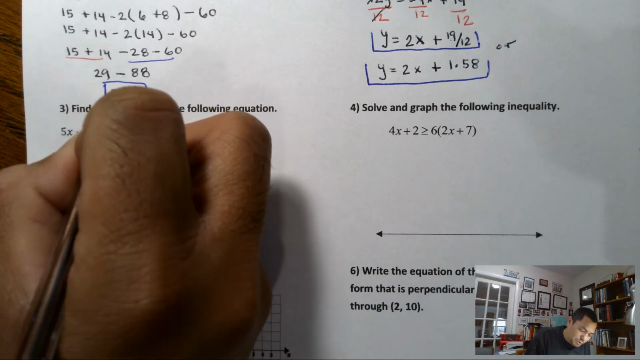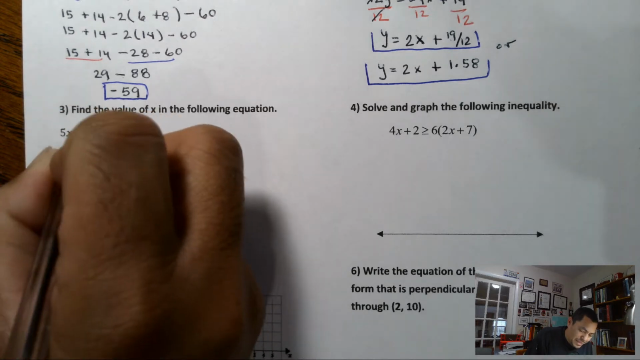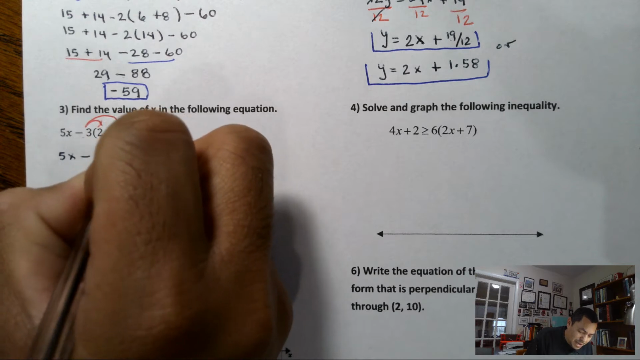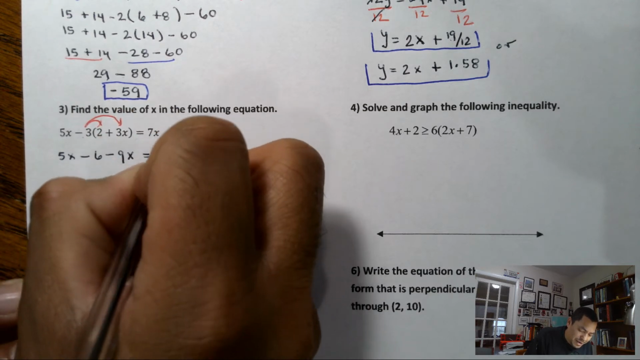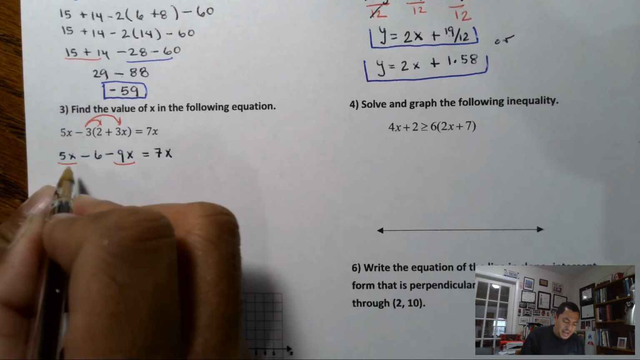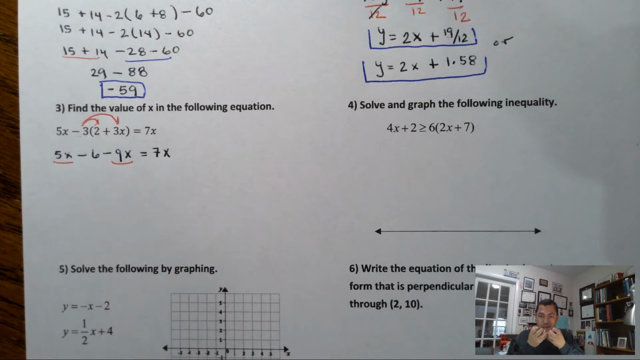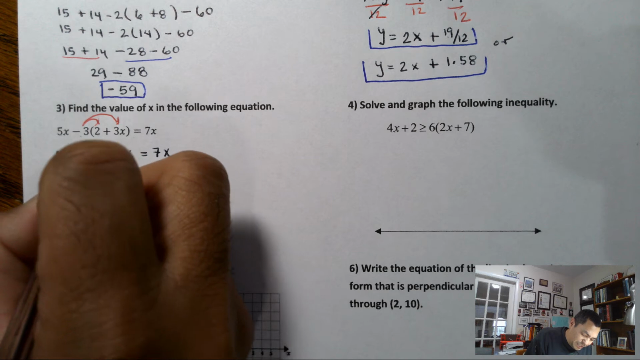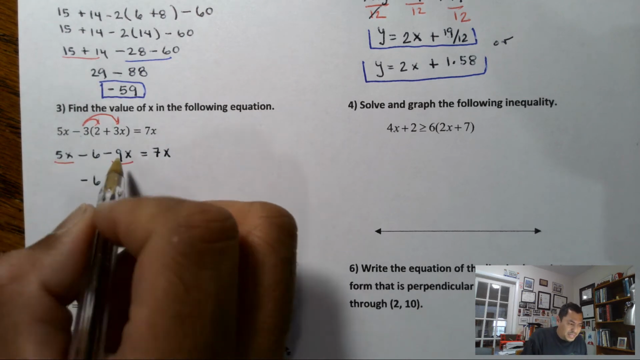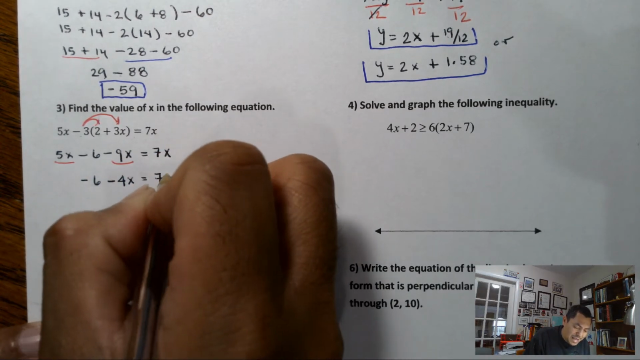Negative 3 times 2, negative 3 times 3. So I have 5x. Negative 3 times 2 is negative 6. Negative 3 times 3 is negative 9x equals 7x. I can see that on my left side I have 5x and negative 9x. They are like terms, so I can simplify them. So I will do negative 6. That's the number that I'm not touching right now. So 5 minus 9 is equal to negative 4x equals 7x.